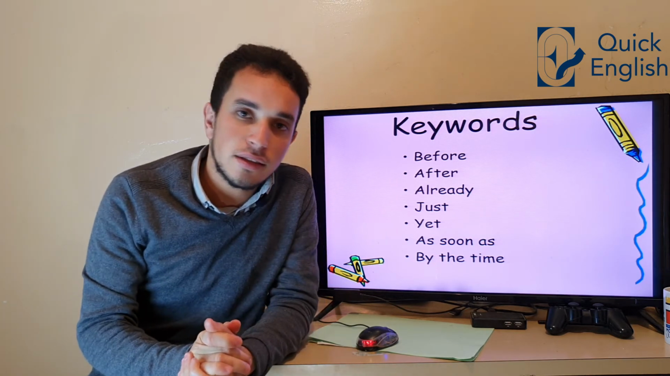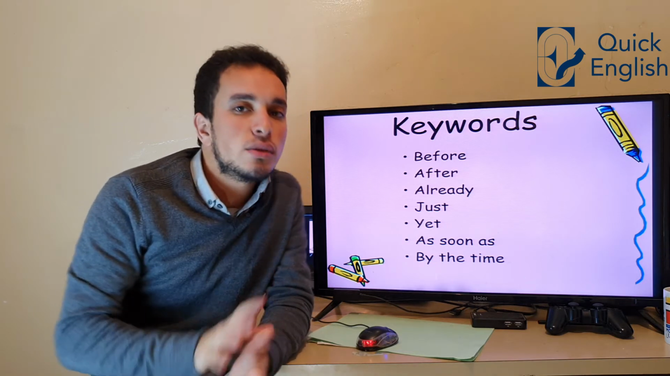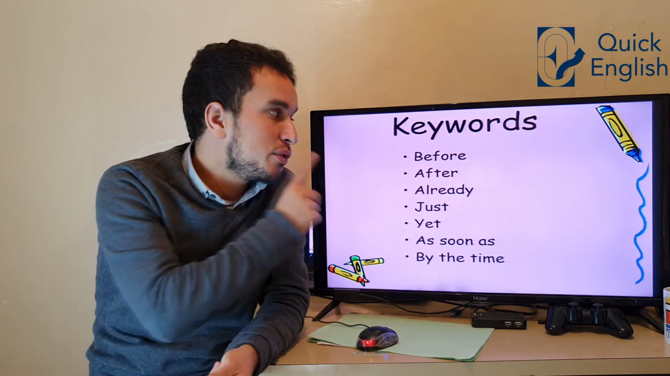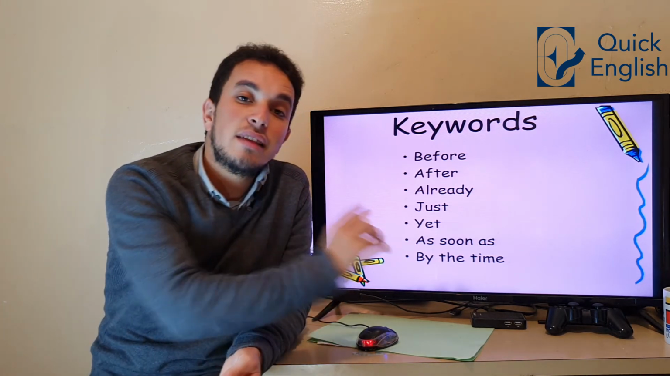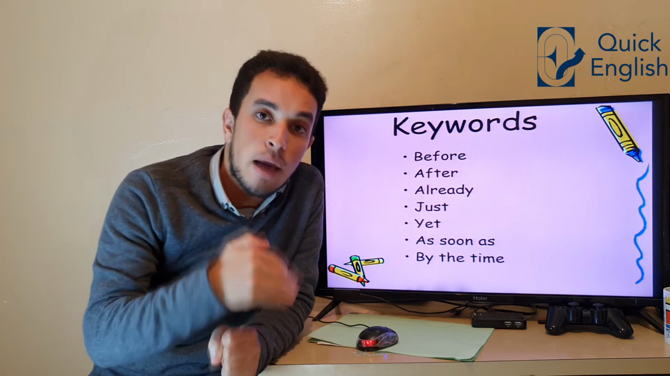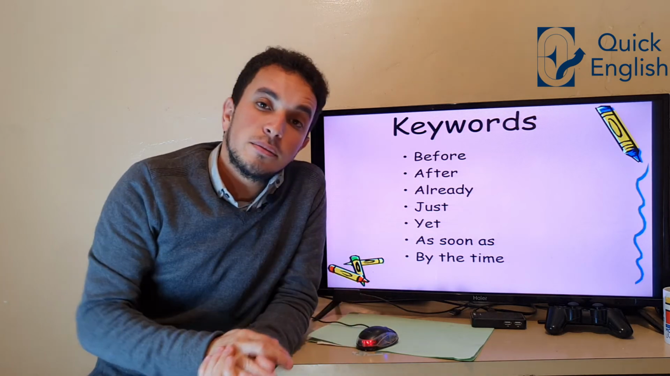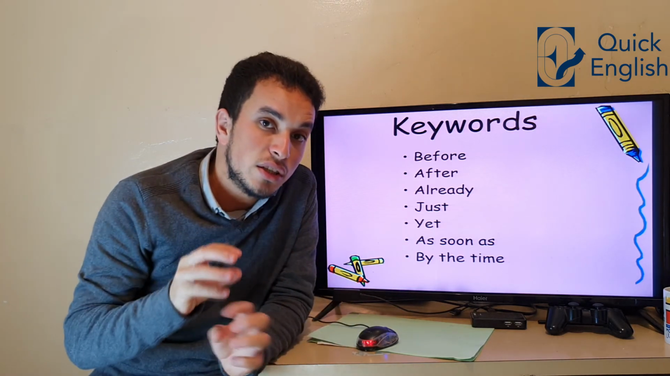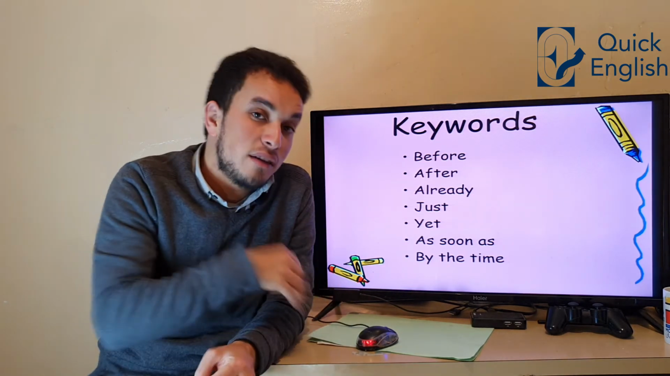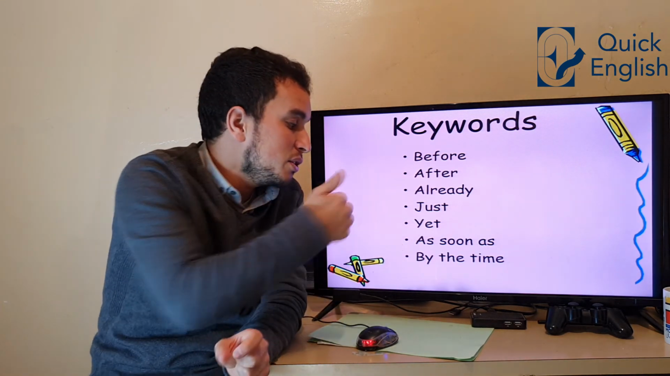Let's look now at some of the keywords that we may find linked with the past perfect tense in some mixed tense exercises that you, student, may come across while studying tenses. The first ones we have are before and after. You can use before or after, depending on which action happened first and which action happened next. We also have already and just, if the action is recent. And we have yet also, and as soon as. The use of as soon as is like the use of when.